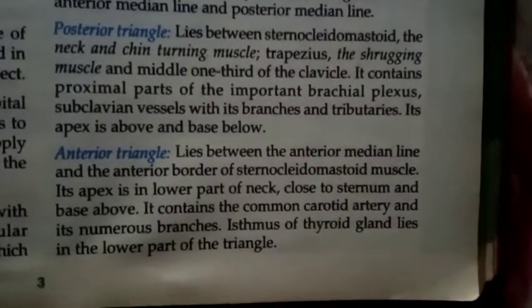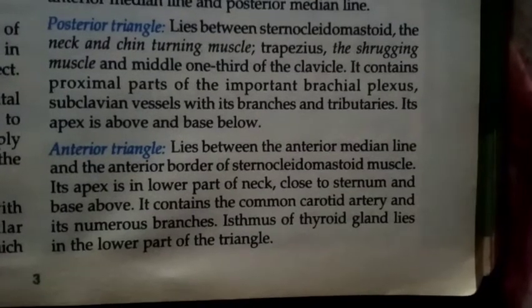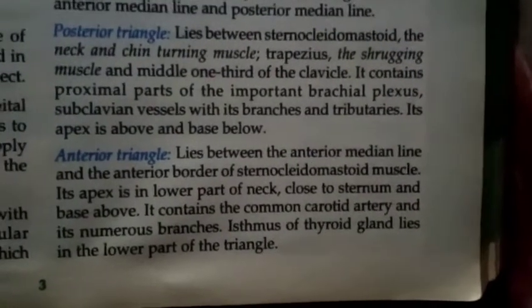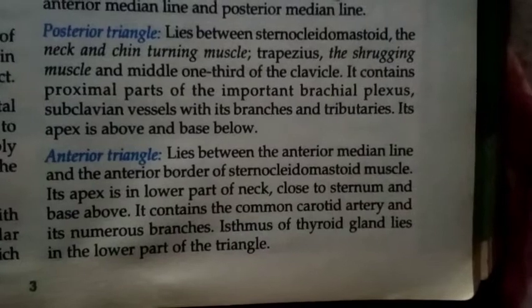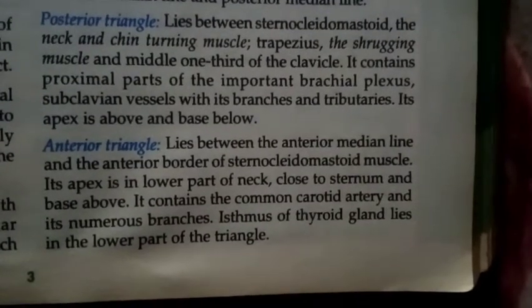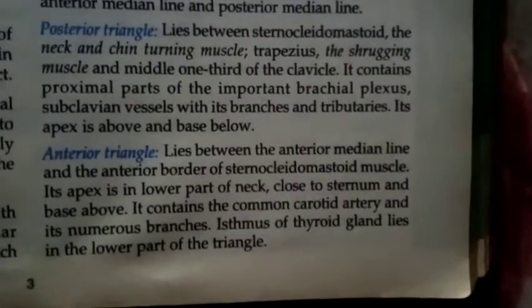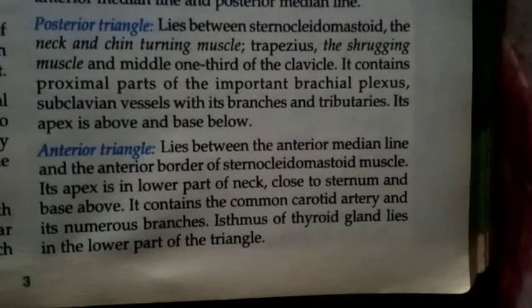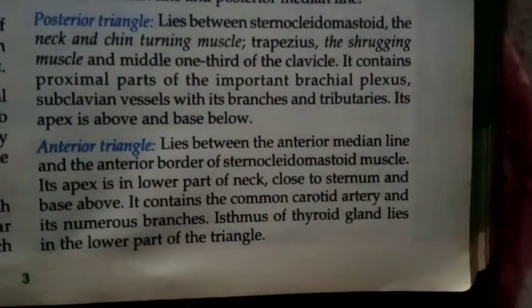Anterior triangle lies between the anterior median line and the anterior border of the sternocleidomastoid muscle. Its apex is in the lower part of the neck close to the sternum and base above. It contains the common carotid artery and its numerous branches. Isthmus of the thyroid gland lies in the lower part of the triangle.